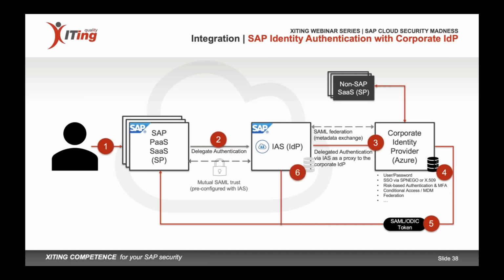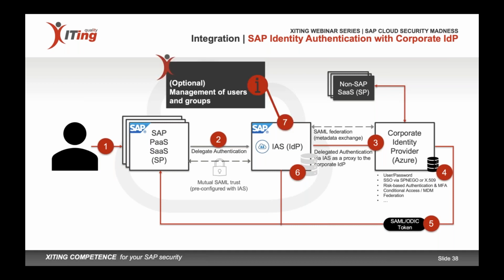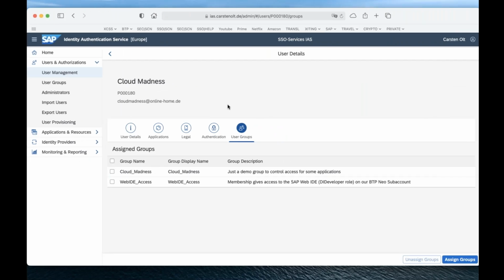This SAML token will be forwarded to the identity authentication service, and now it depends on the configuration. So it means that you can optionally manage your users and groups here, but you must not in the first step. In this case, we don't manage any local users, so the identity authentication service is just forwarding the token as it is, and we can use that token in our target application.